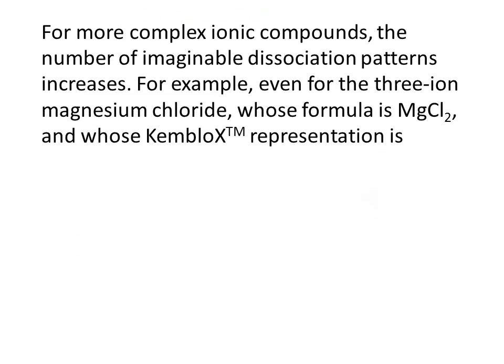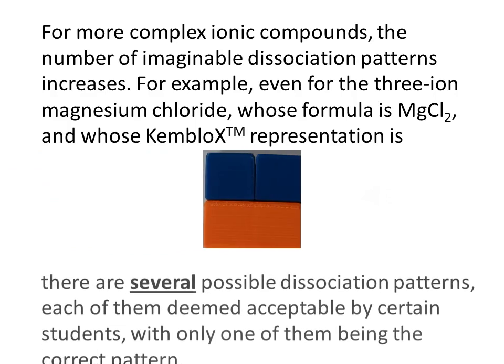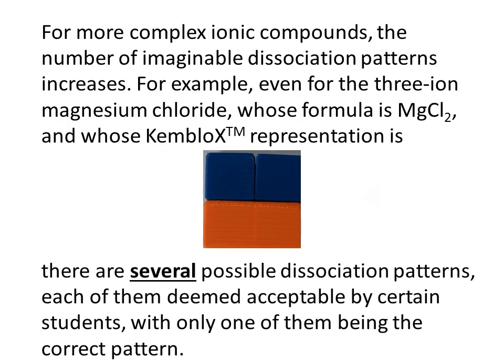For more complex ionic compounds, the number of imaginable dissociation patterns increases. For example, even for the 3-ion magnesium chloride, whose formula is MgCl2 and whose KembloX representation is shown, there are several possible dissociation patterns, each of them deemed acceptable by certain students, with only one of them being the correct one.